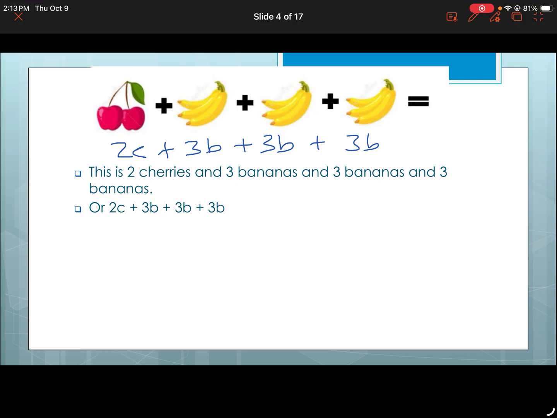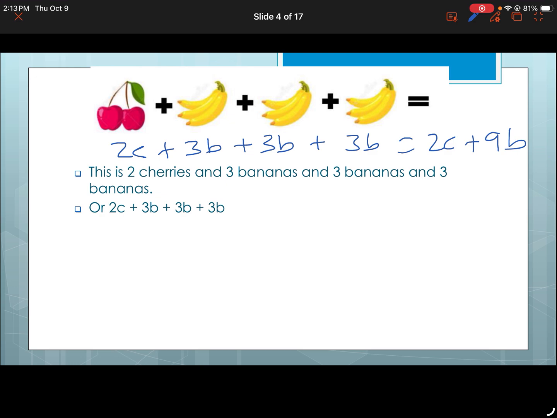Now, if I was going to ask you to go to the shop, I don't know why I would, but if I was going to ask you to go to the shop and I say, hey, can you go get me 2 cherries, 3 bananas, 3 bananas, and 3 bananas? You'd be like, why did you say that? What a weird person. Why didn't you just say 2 cherries and 9 bananas? And notice how what we did there is we added the 3 bananas, 3 bananas, 3 bananas. We collected the 3 sets of bananas to be 9 bananas.